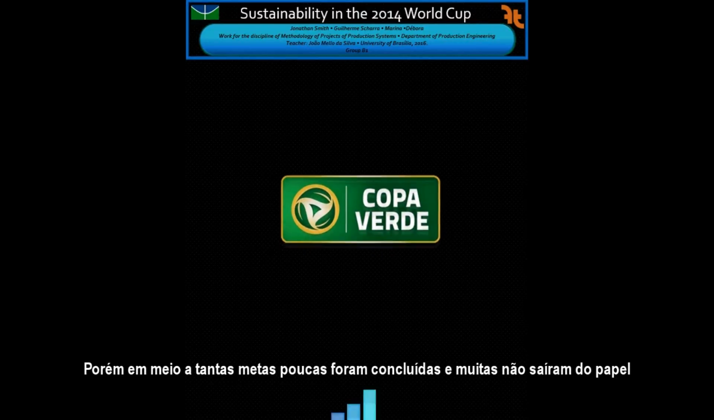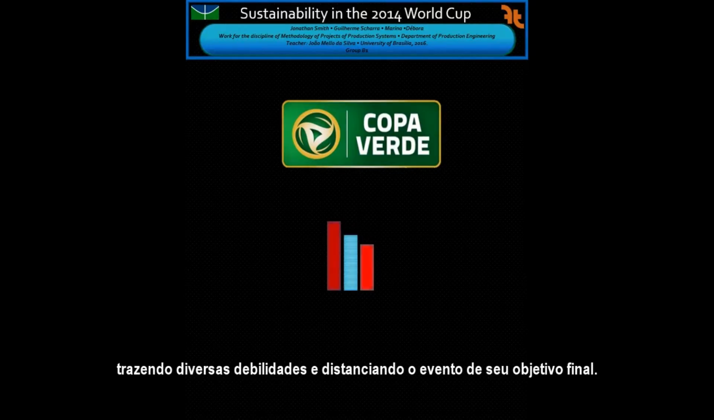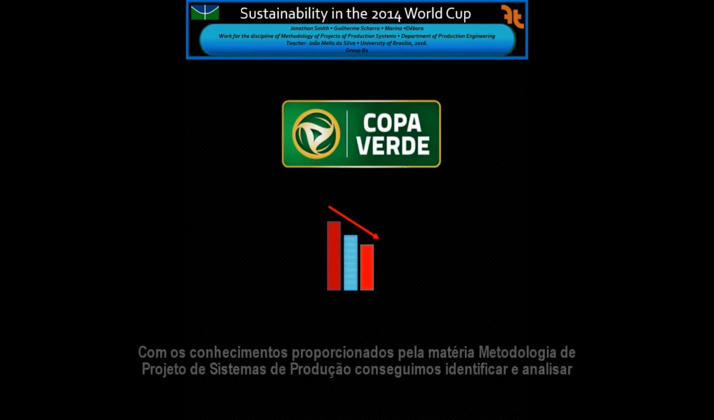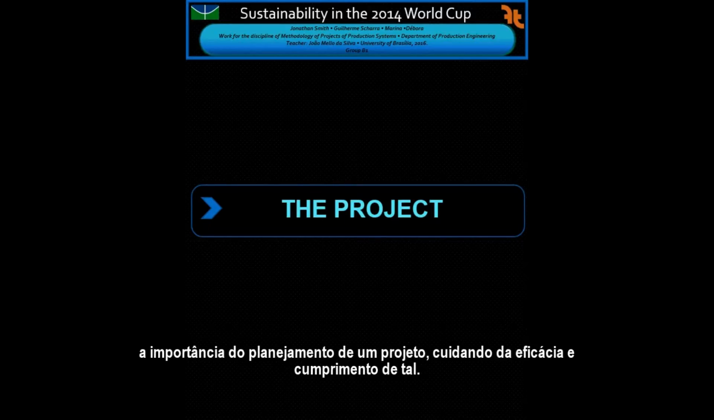But in the midst of so many goals, only a few have been completed, and many have not left the paper plans, bringing various weaknesses and distancing the event from its ultimate goal. With the knowledge provided by the subject project's methodology of systems of production, we are able to identify and analyze the importance of planning a project, taking care of effectiveness and compliance.